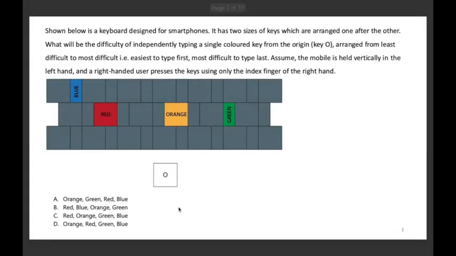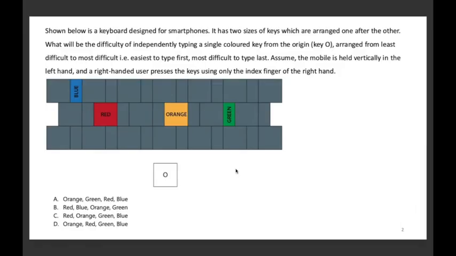First question. You're shown here a keyboard designed for smartphones. It has two sizes of keys which are arranged one after the other. What will be the difficulty of independently typing a single colored key from the origin key O, which is here, arranged from the least difficult to the most difficult? That is, easy to type first, most difficult to type last. Assume that the keyboard is held vertically in the left hand and the right hand user is pressing the keys using only the index finger on the right.